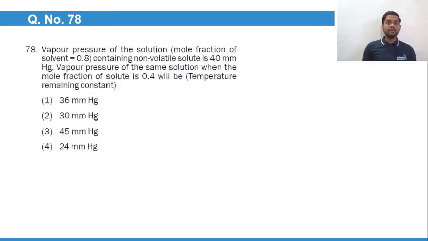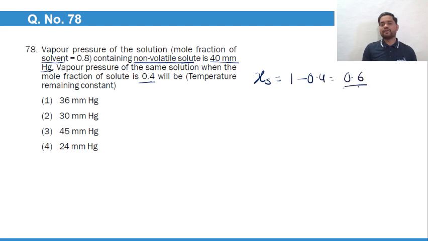Okay. Now, vapor pressure of a solution, whose mole fraction of a solvent is given, containing non-volatile solute, is 40 mmHg. Since the solute is non-volatile, it will not contribute in total pressure. You have to take care of that thing. Vapor pressure of the same solution when the mole fraction of the solute is given. So first of all, mole fraction of a solvent will be what? 1 minus 0.4, that is equal to 0.6, because vapor pressure will be contributed through solvent, not through the solute.